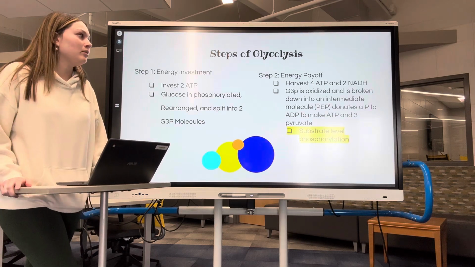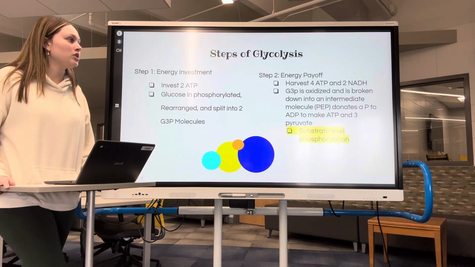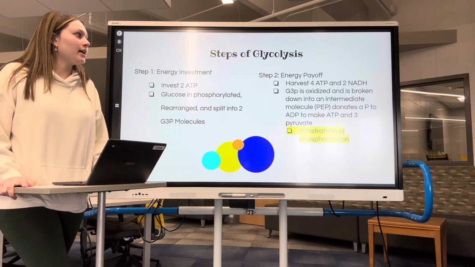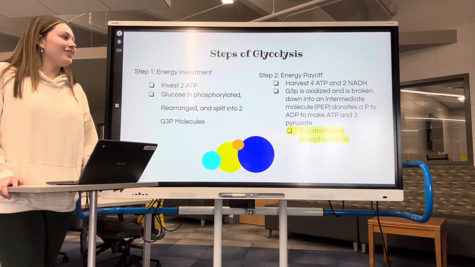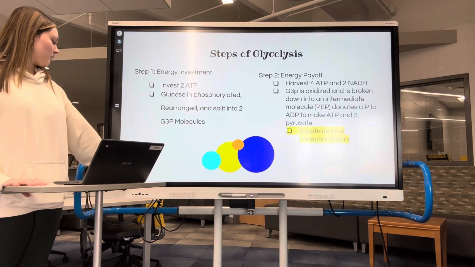G3P is oxidized and then broken down into an intermediate molecule, which is PEP, and the PEP donates a P to ADP to make ATP and 2 pyruvate.